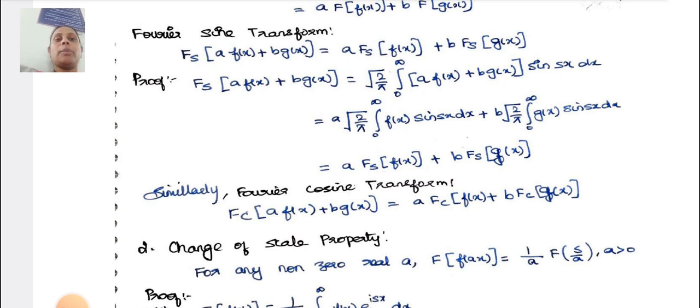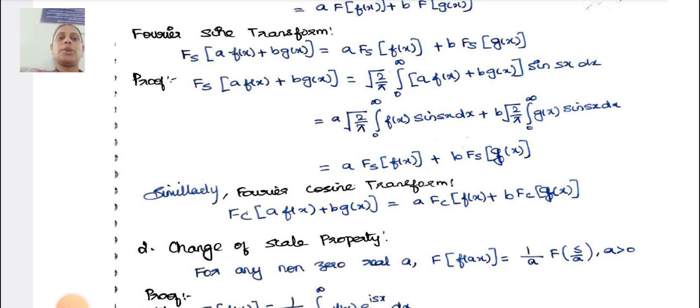So here also see the formula: capital Fs of (a f of x plus b g of x) equals root 2 by pi, integral from 0 to infinity of (a f of x plus b g of x) sin s x dx. Here we split it into two parts: a times root 2 by pi integral of f of x sin s x dx plus b times root 2 by pi integral of g of x sin s x dx. So this is a times Fs of f of x plus b times Fs of g of x. So this is the linear property of the sine transform. Similarly, we can prove the linear property of the cosine transform.